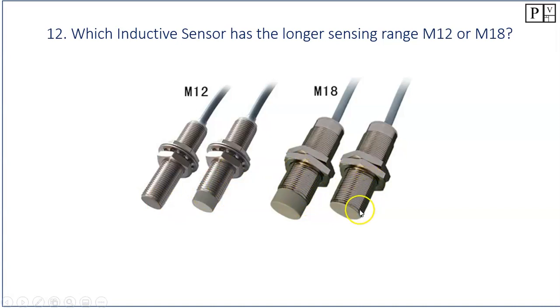Because it has threads all the way to the end, so I could flush mount that in a piece of metal. This one does not have threads all the way to the end, so there's no way that I could flush mount that. This would poke out of the side of the conveyor and not be flush mounted on the piece of metal. Okay, but the question is, which one has the longer sensing distance?